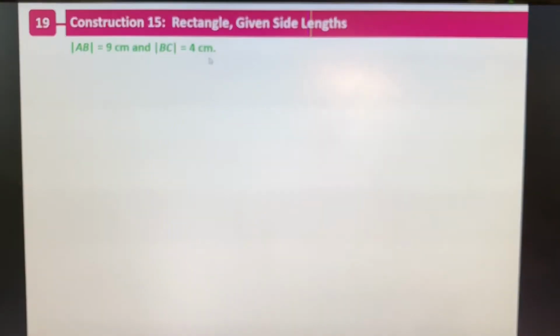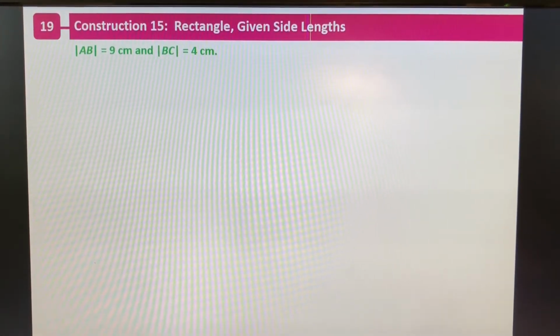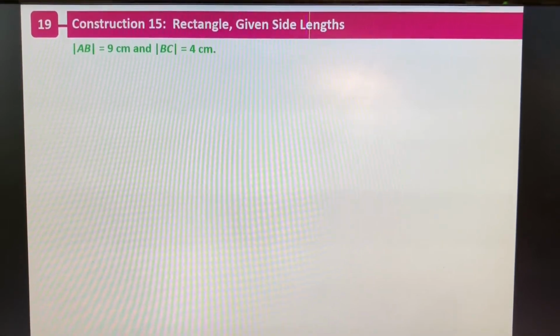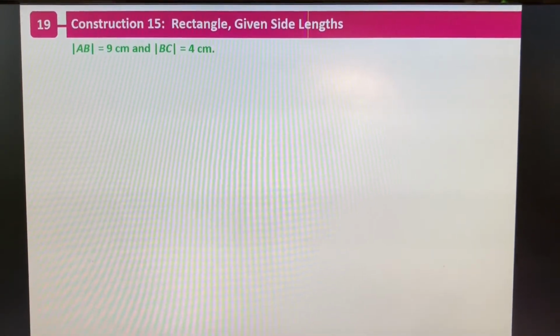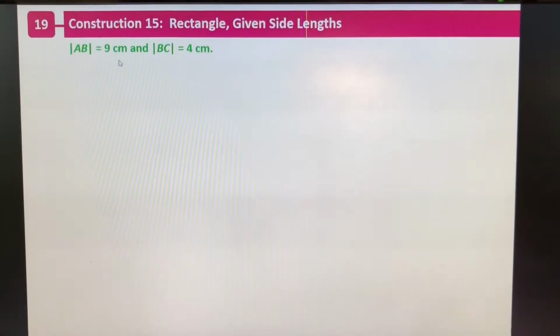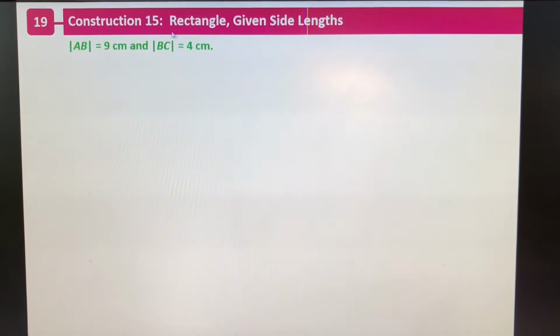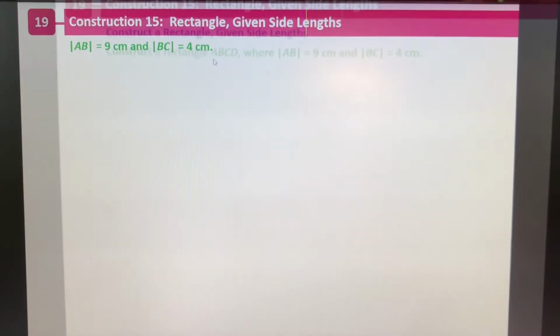Now, as you know, rectangles have opposite sides that are equal in measurement. So that means that whilst we only have 2 side lengths given to us, we have all 4 sides, as there will be a side opposite to this one that's also 9 centimetres, and then the fourth side will be opposite to this one that's also 4 centimetres.